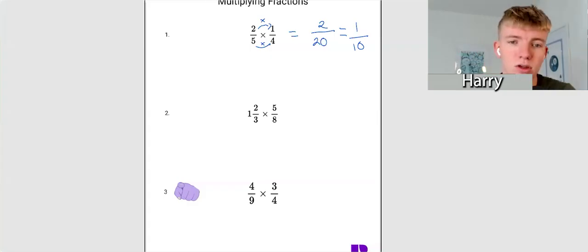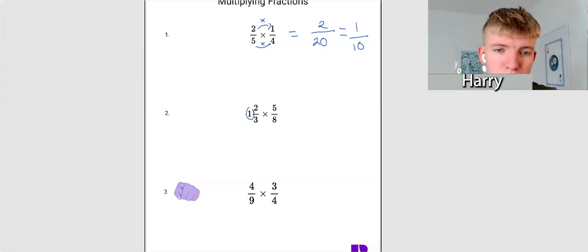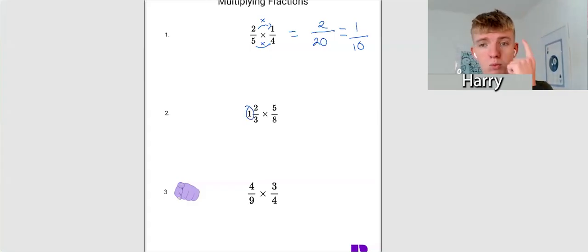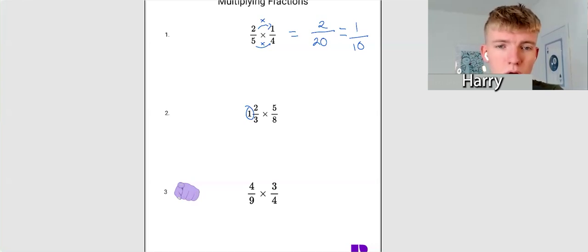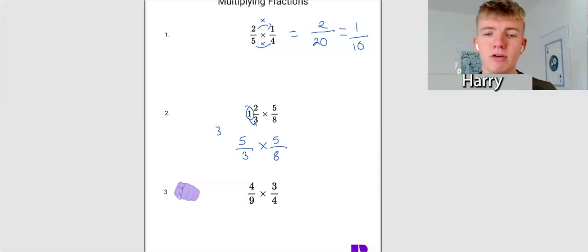The way we do this is by looking at this big number, seeing what it is. So we know it's 1. We're going to multiply that by our denominator, the bottom number, which is 3, to get 3, and then add that on to the top of our fraction. So we're going to do 3 plus 2 to give us 5, and therefore our improper fraction is going to be 5 over 3. Put that second fraction back, and we've got 5 over 3 multiplied by 5 over 8.